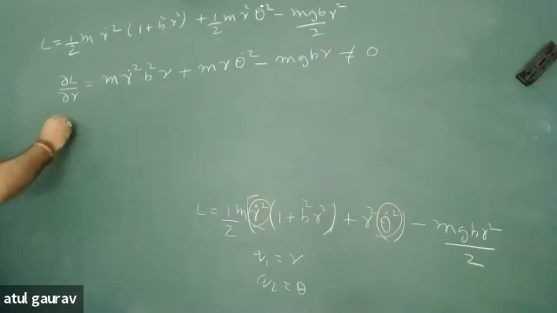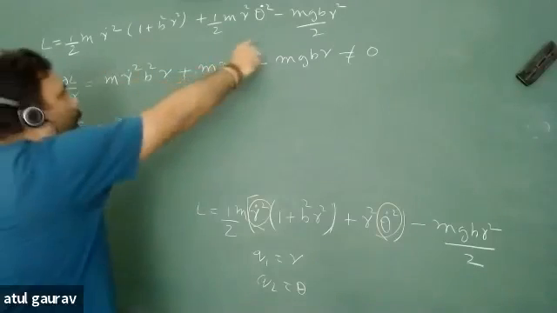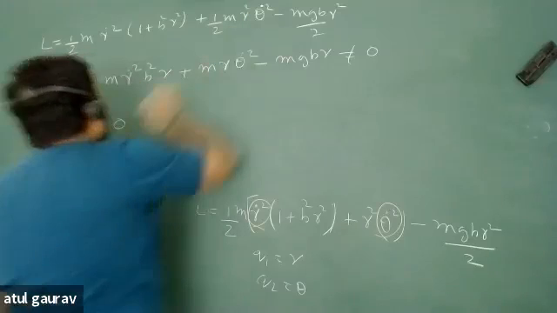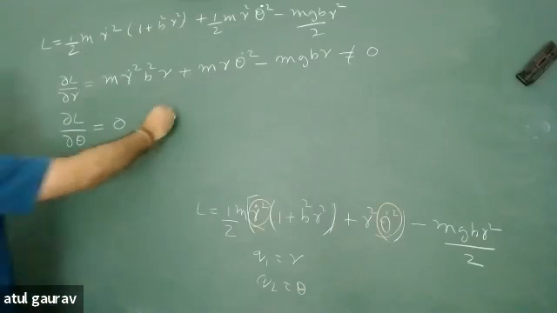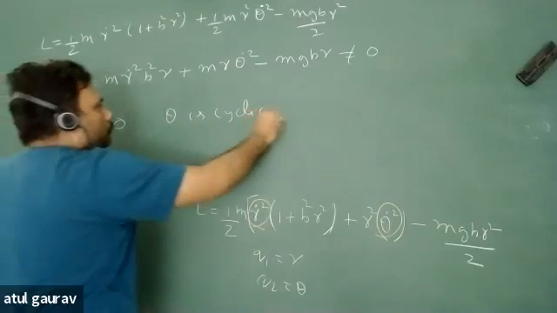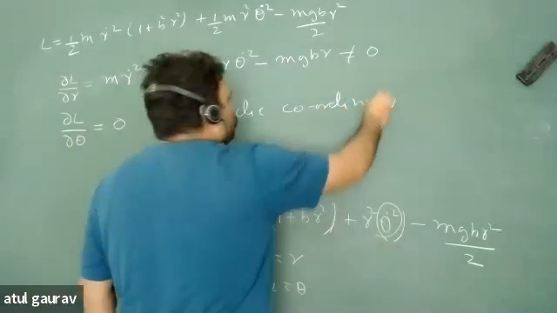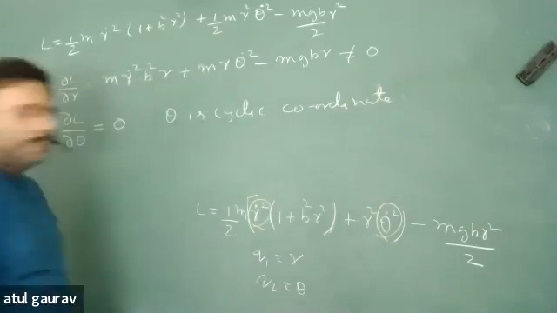Now, when we go for ∂L/∂θ, yes, this is 0. There is not any term of θ, only θ dot. So ∂L/∂θ is 0. So θ is a cyclic coordinate. Theta is a cyclic coordinate.